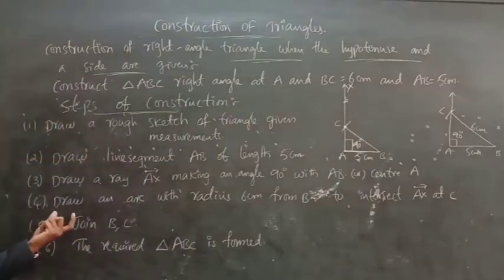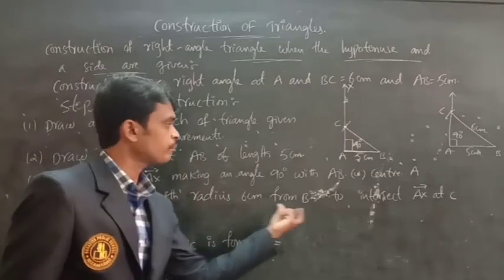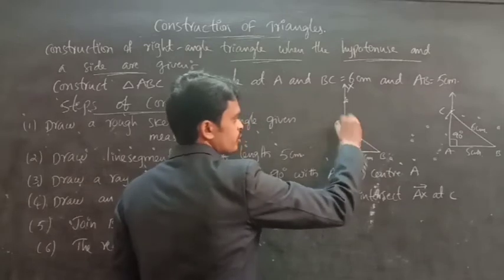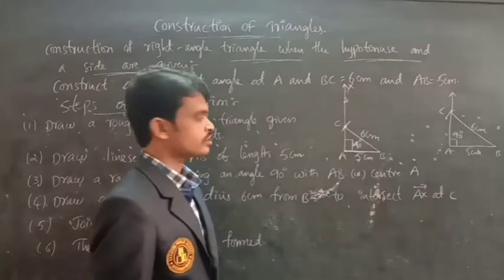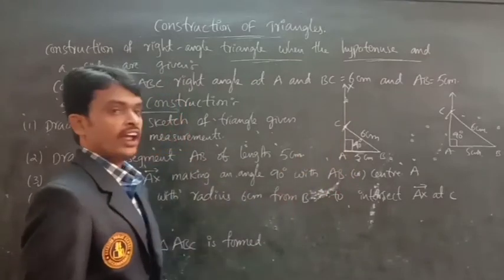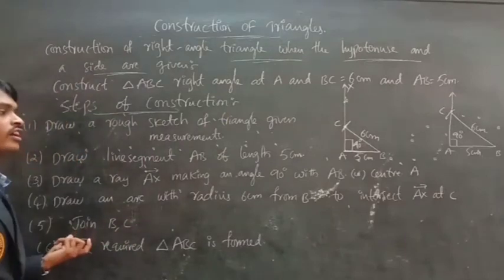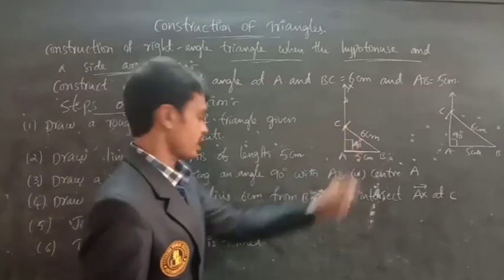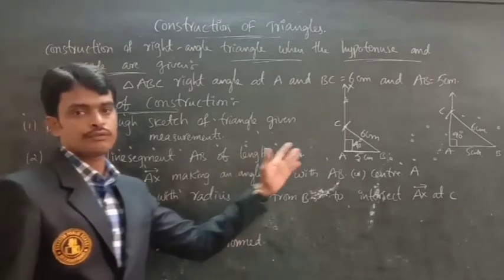Next, fourth step, draw an arc with radius 6 centimeters from B. So we should draw an arc by using a compass and ruler with radius 6 centimeters. It will intersect the AX ray at point C. Now join B, C. The required triangle ABC is formed.